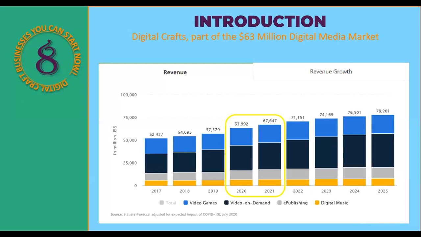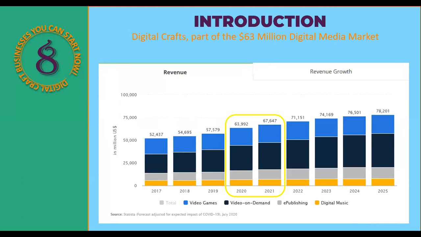Okay, just to let you know, digital media is huge and it's been growing. This chart shows you over the last few years how it has steadily continued to earn more and more revenue. And while they break this down in video games, video on demand, and e-publishing, things like e-books, e-magazines, the real thing that we're talking about are all the elements that go into making these things entertaining, informative, and educational.